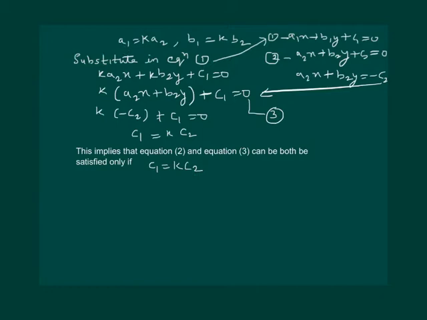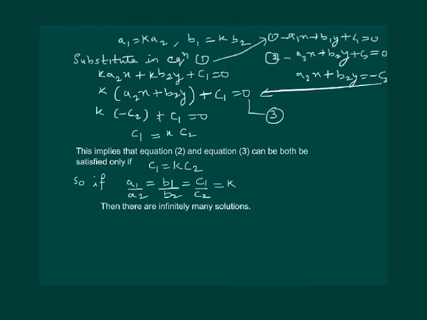Now look at A1, B1 and C1. We see that A1 is k times A2, B1 is k times B2, C1 is k times C2. This means equation 1 and equation 2 are equivalent, and we already know that if the equations are equivalent, then any solution of equation 2 will satisfy equation 1 also, and vice versa. That means any solution of 1 will satisfy 2 also, and in this case the equation has infinitely many solutions.